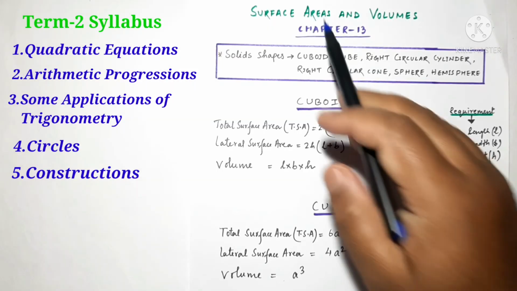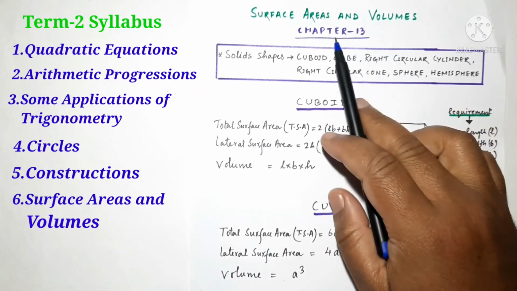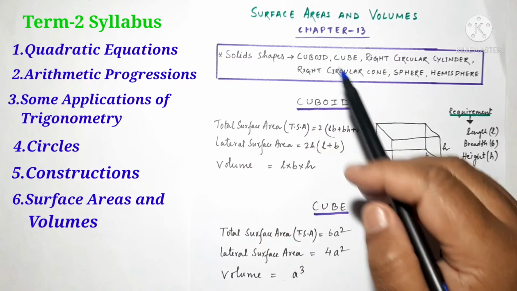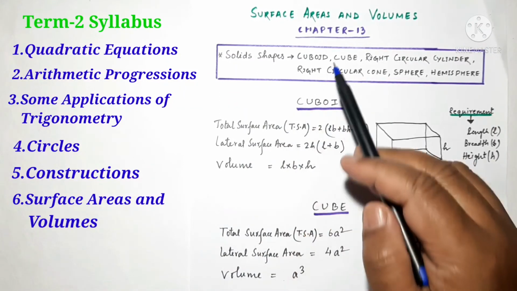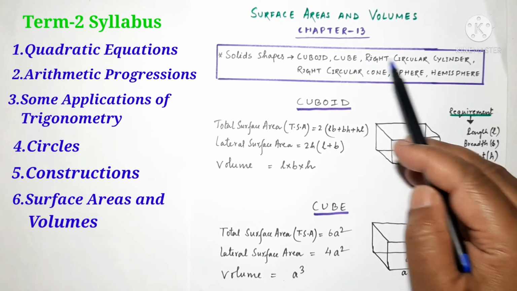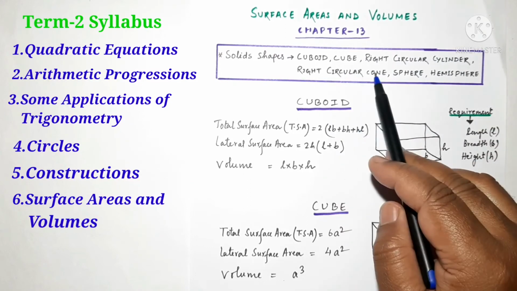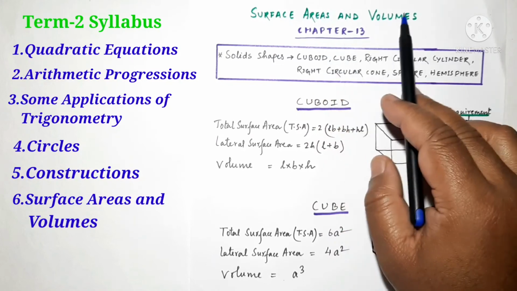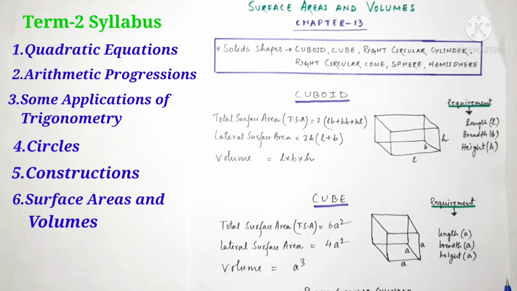Next chapter in your syllabus is surface areas and volumes, chapter number 13. In this chapter you have to study 6 solid shapes. What are those 6 solid shapes? Cuboid, cube, right circular cylinder, right circular cone, sphere and hemisphere. Let us see the surface area and volumes of each solid shape.